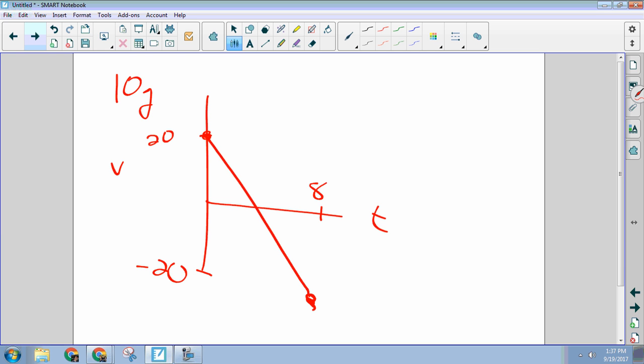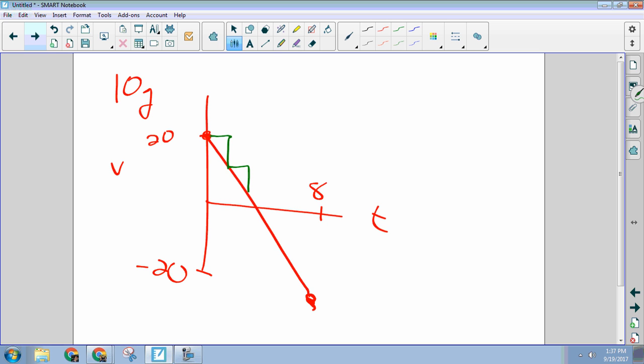How do I know that this has to be a straight line and not curvy or wavy? Because what? Anybody fix that up? Why does this have to be a straight line? Sure, you know what you got, Laura? Good, the acceleration's constant, right? So that means that every second, the velocity decreases by the same amount, right? Every second, the velocity decreases by the same amount. Cool?